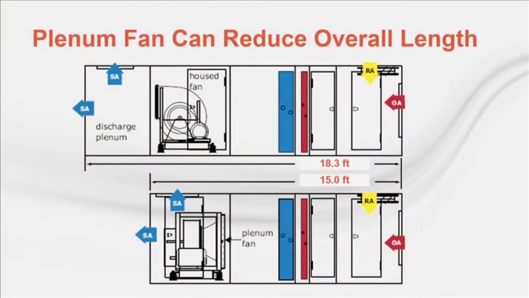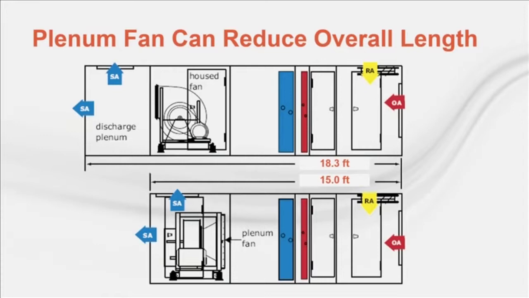So, when a discharge plenum is added to a draw-through housed fan, it results in more fan power being consumed, typically to the point where a direct drive plenum fan has about the same power consumption as the housed airfoil fan. And discharge sound levels are similar, if not better, with the plenum fan. But the air handling unit with a plenum fan will likely be shorter. In this example, adding the discharge plenum to the housed fan increased the overall length of the air handling unit by more than 3 feet.